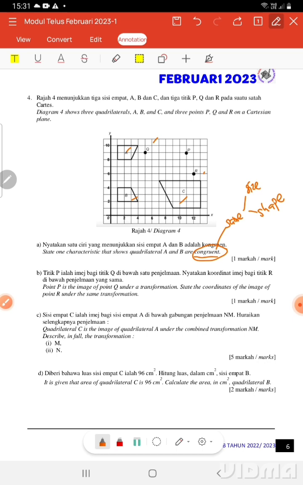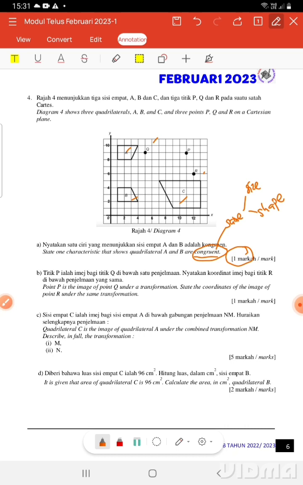So your answer is either same size or same shape. If we look at A and B, the shape is actually the same, even though the orientation is different, because it underwent a reflection. And the size is also the same. So you can write either same size or same shape. Either one is okay, because the mark is only 1. Alright. Let's proceed to question B.